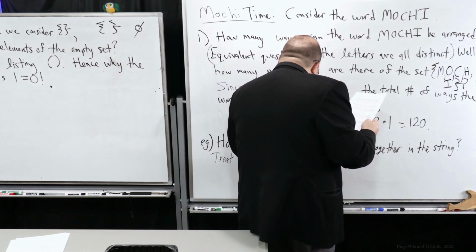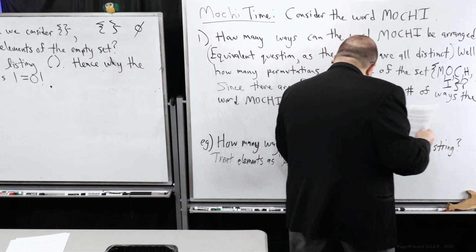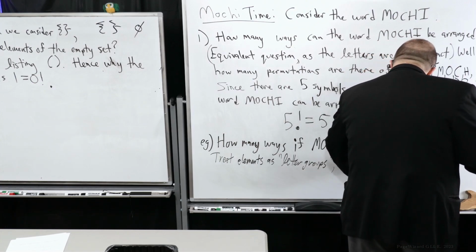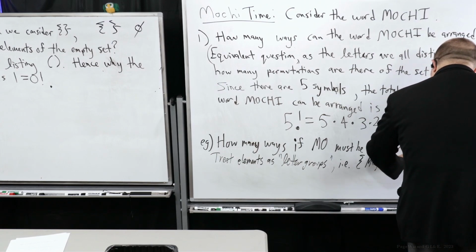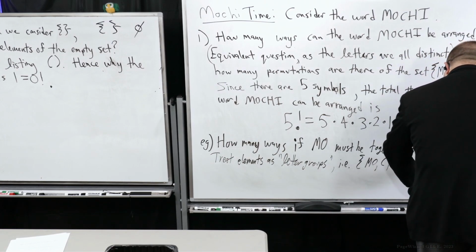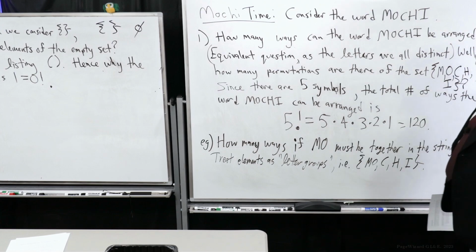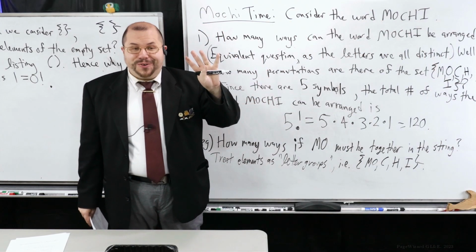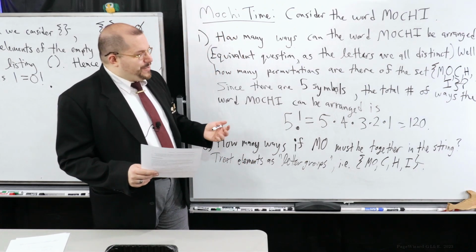So you treat the elements as letter groups, i.e. you have MO as one element. You have another letter group that's a C, another letter group that's an H, and another letter group that is an I. So you can use the exact same setup now. How many elements are in this set? There's not 5 anymore, now there's 4. There are 4 elements in the set. So now we just ask the same question.